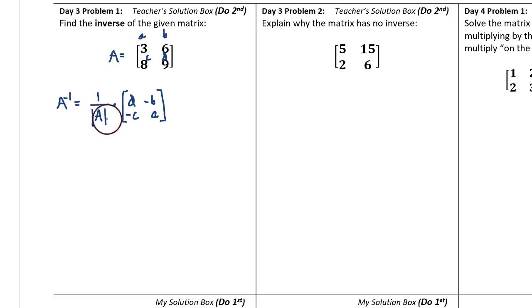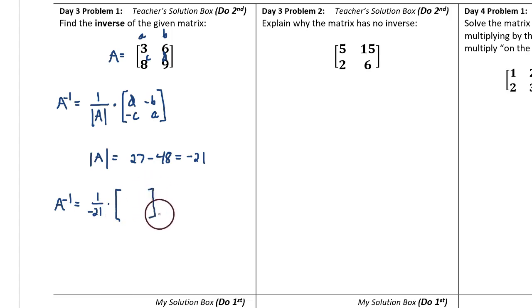So we see that we need to know the determinant. So let's figure out what that determinant is. It's 3 times 9, which is 27, minus 8 times 6, which is 48. This makes negative 21. So to get our inverse, we have 1 over negative 21 multiplied to a 2 by 2 matrix. We want to switch the positions of the 3 and the 9. And we want to change the signs on the 8 and the 6.